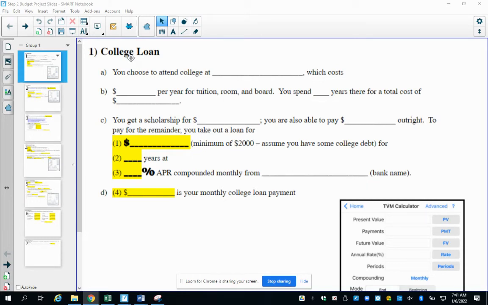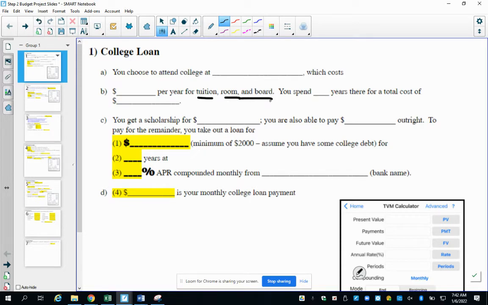Let's talk through how to do the college loan portion of your project. So remember, you're going to look up a college that you would like to attend. So put the name here and figure out how much it costs per year for tuition, room and board, okay?